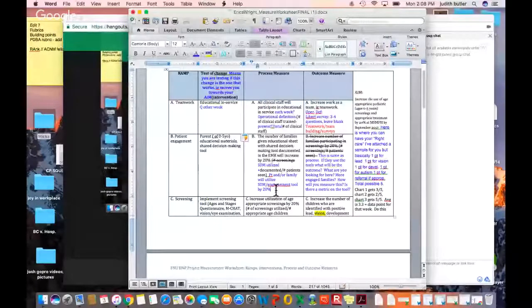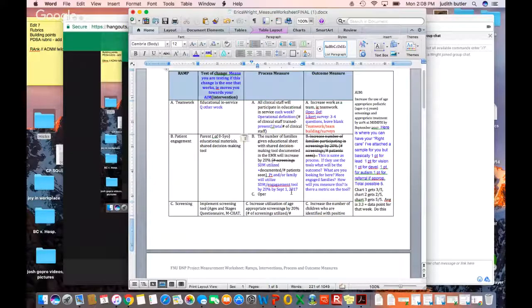By 20% by, let's see, I think it's September 1st, something like that. Yeah. Okay. It's the same. You're going to say it the same. You're going to measure it. How are you going to measure it? What's the operational definition?